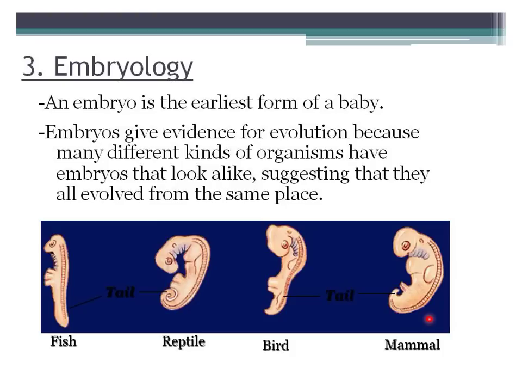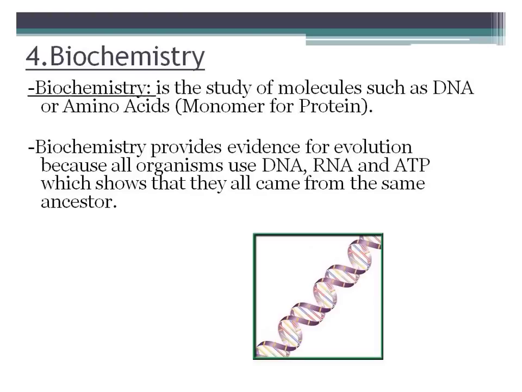And the last one is biochemistry. So in biochemistry, we're looking at DNA and amino acids. And in this case, we're looking at how two different species are similar to each other. So for example, when we look at the humans and we look at a monkey and we compare their DNA bases and their DNA sequences, we are a 98% match to each other, suggesting that both humans and monkeys evolved from a common ancestor.